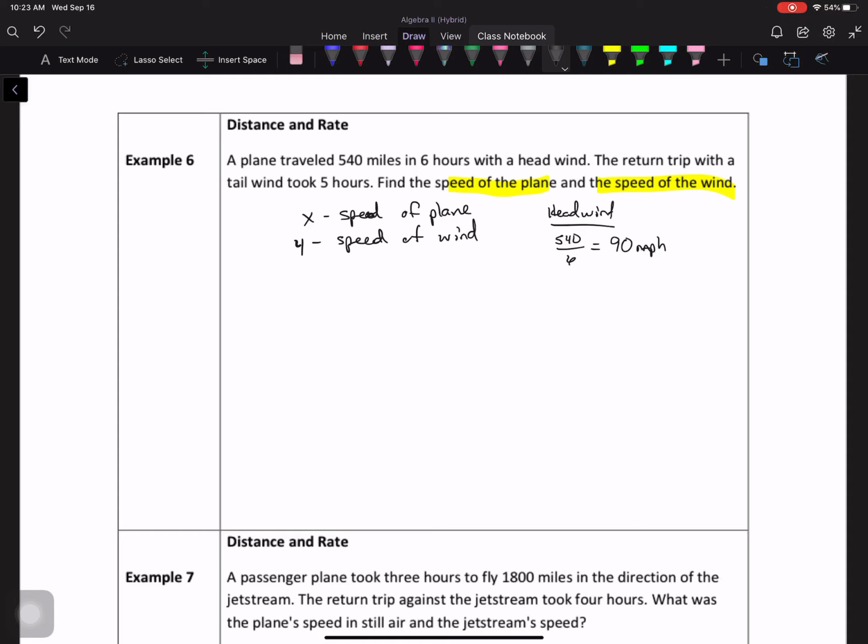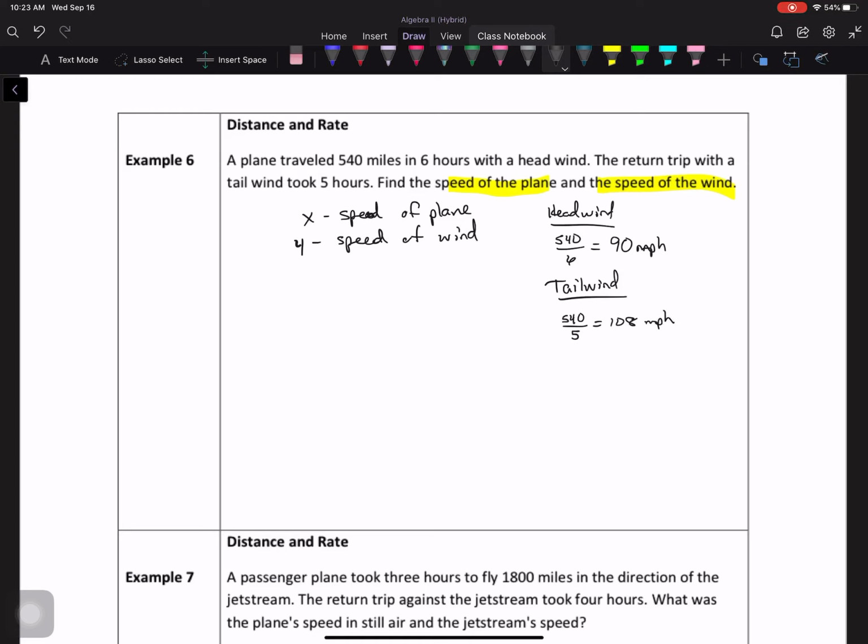So now we'll go coming back. The wind was blowing the plane closer to the destination, so it's going to speed up a little bit. That's why it took an hour less. So to find the average speed coming back, we'll take the same 540, but this time we're dividing it by the 5 hours it took to get back. And we end up with 108 miles per hour.